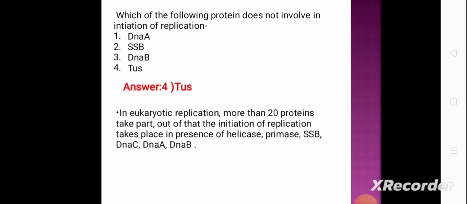Which of the following proteins is not involved in the initiation of replication? Option 1 DNA A, option 2 is SSB, option 3 DNA B, option 4 TUS, and the correct answer is option 4 TUS. In eukaryotic replication, more than 20 proteins take part. Out of that, the initiation of replication takes place in the presence of helicase, primase, SSB, DNA A, DNA B, DNA C.